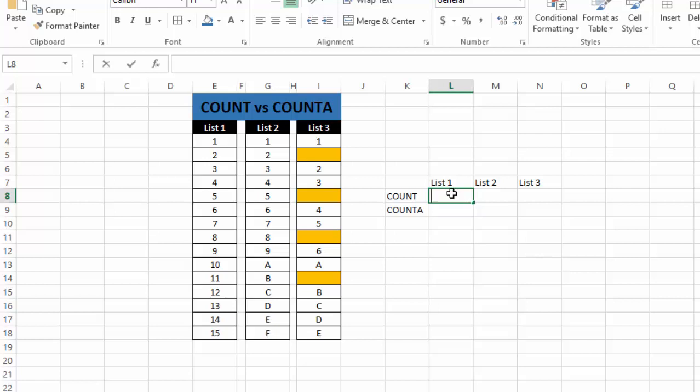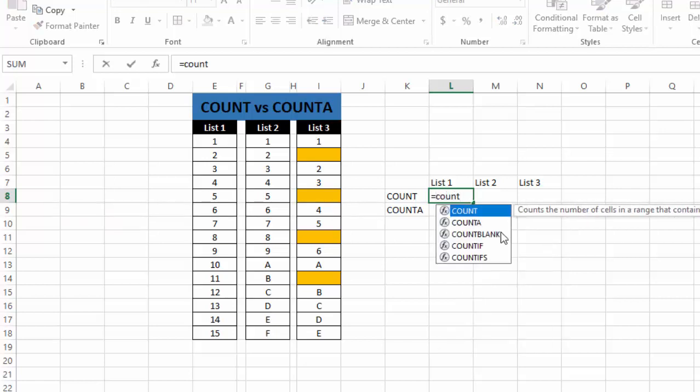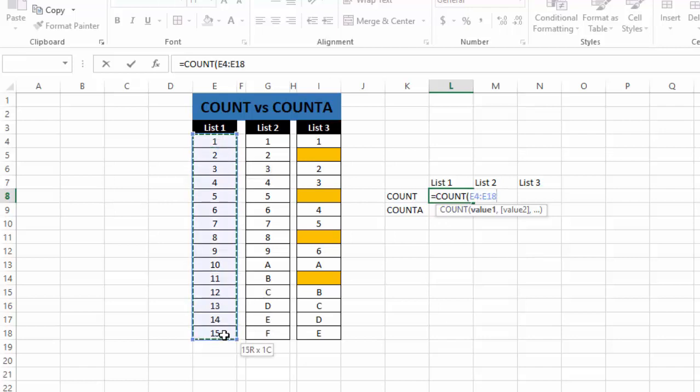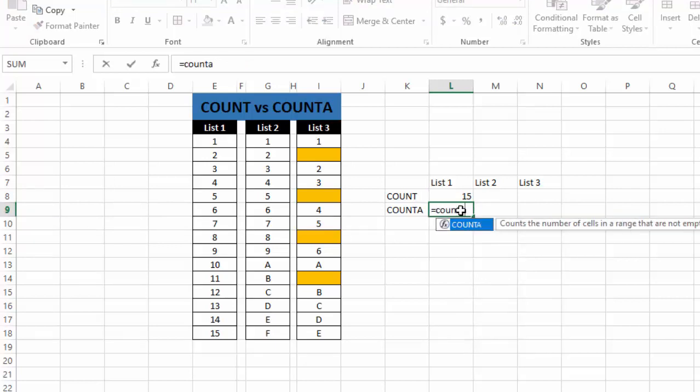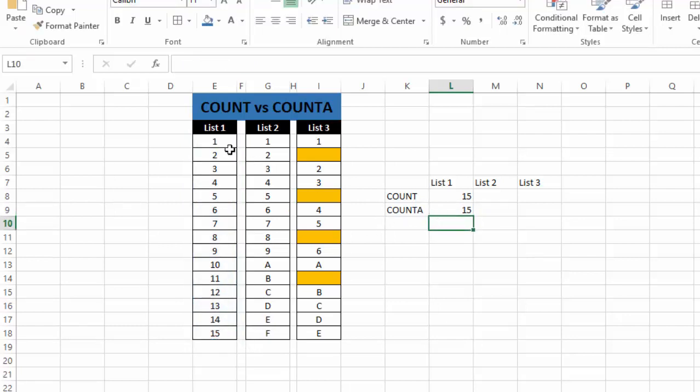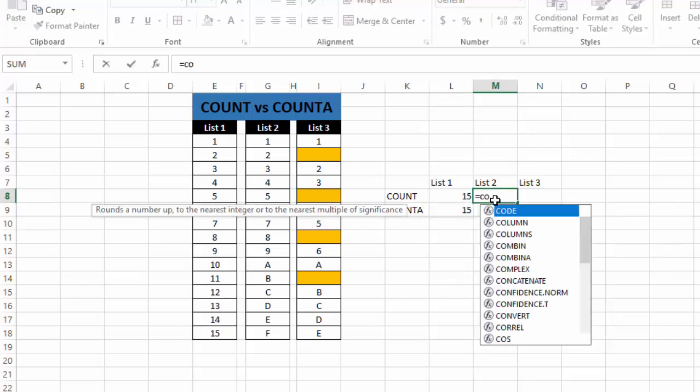So we will write the COUNT function, select all the cells in this list, close the bracket, and press enter. Here you can see the number of cells in the first list is 15. Using the COUNTA function, we will select all these cells and close the bracket, enter. Here you can see this also calculates 15 cells, which means the first list doesn't show any difference between these two functions.